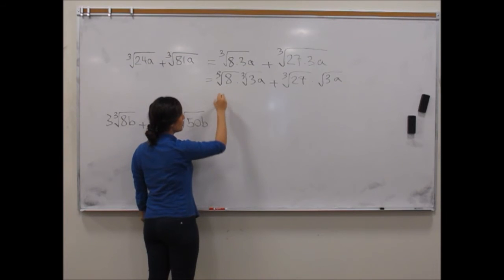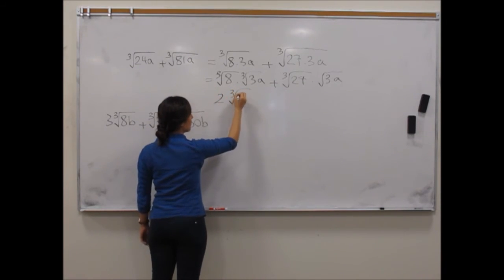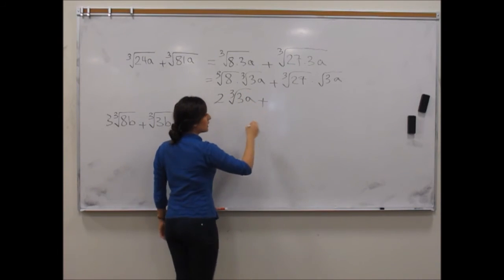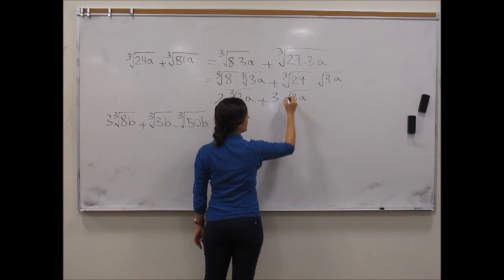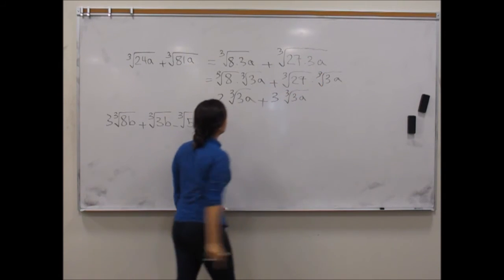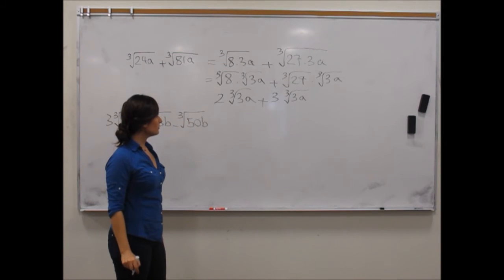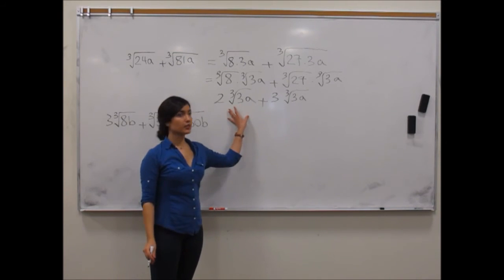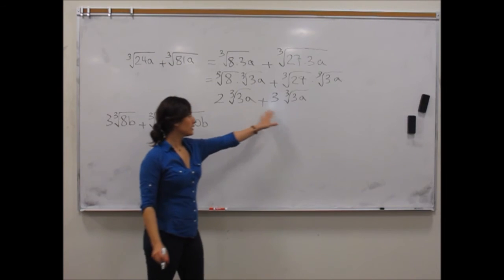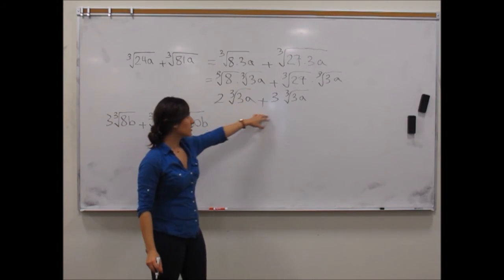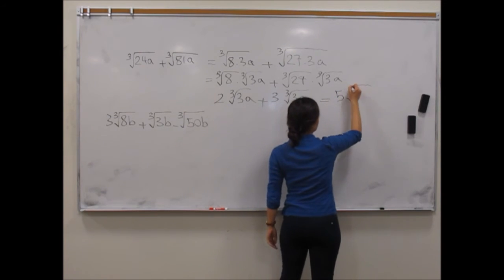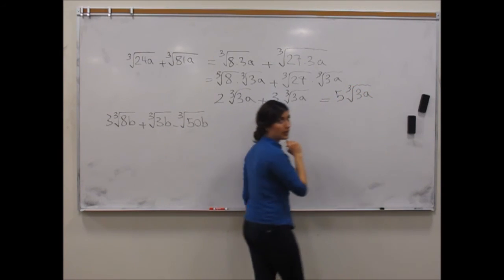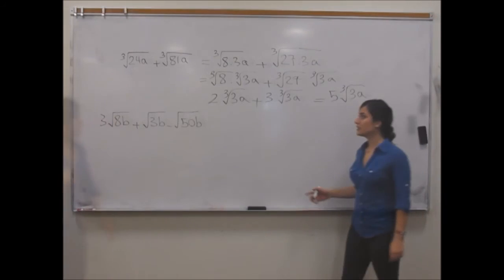This one is a perfect cube, so that will be 2 times cube root of 3a plus, this one is also a perfect cube, so this is 3 times cube root of 3a. This one, I missed the index. As you can see, I got my like terms, cube root of 3a in both of them. So 2 of something plus 3 of something gives me 5 cube root of 3a.